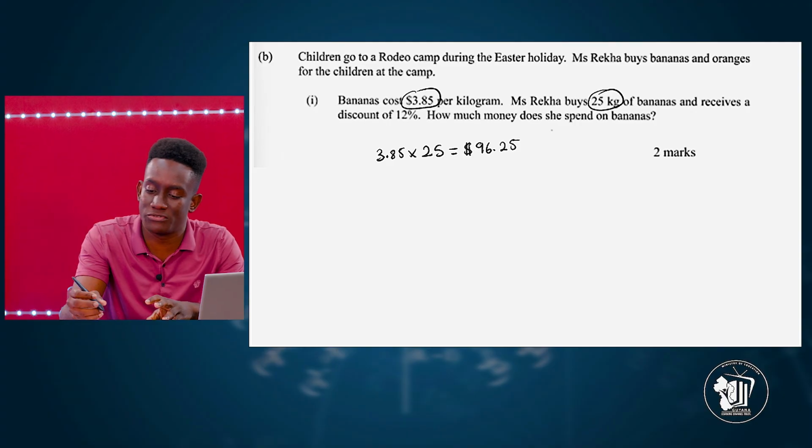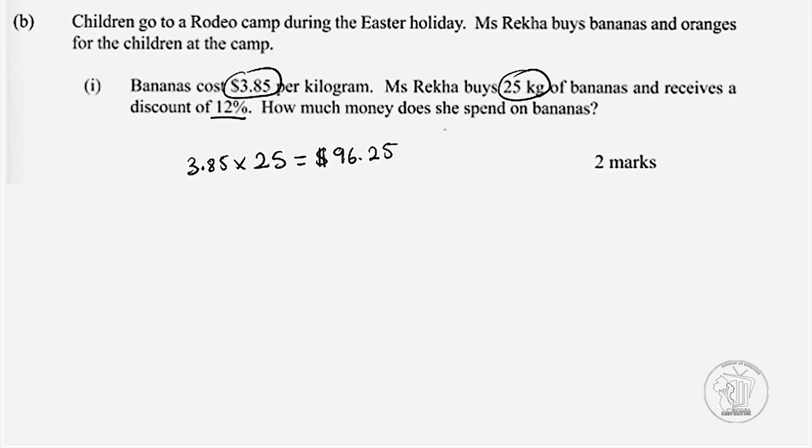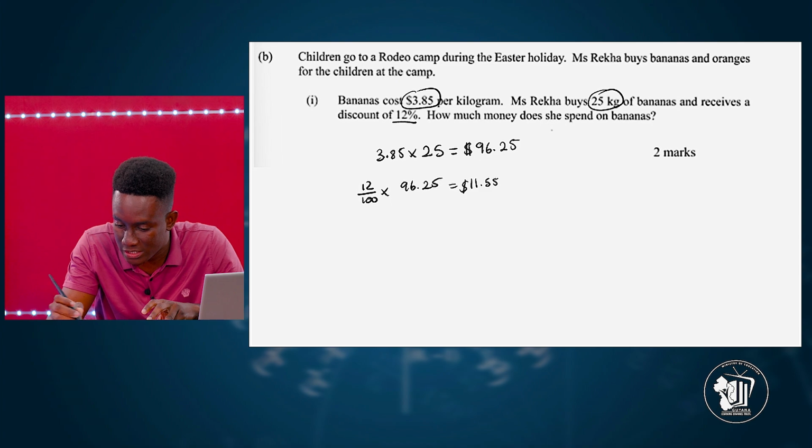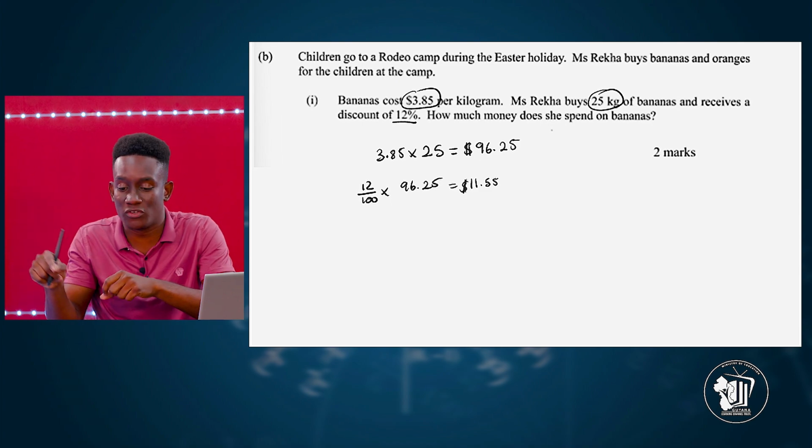But then again, we saw that she received a discount of 12%. So we find 12% of this. So we can say 12 over 100 multiplied by 96.25. And this will give us, so we can simply multiply 12 by 96. And then we just divide that by 100. So this will give us $11.55. So this is the amount of discount, but this is not the amount of money that she pays.